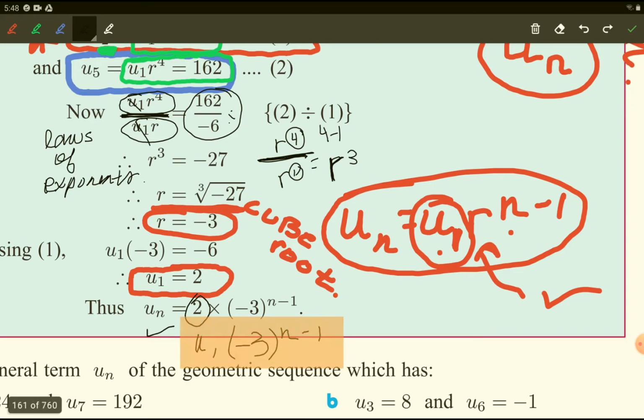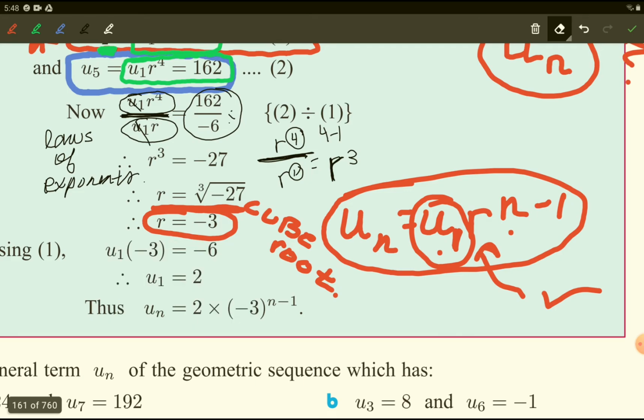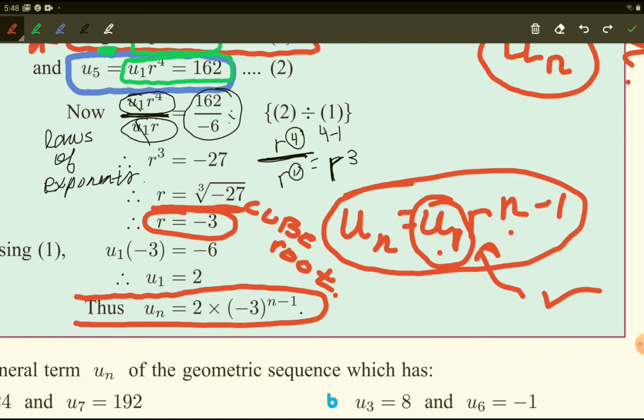Well, that is ugly. This is your final answer, the general formula.